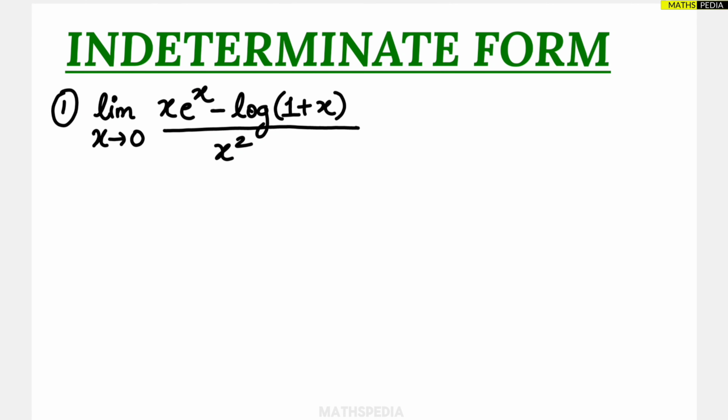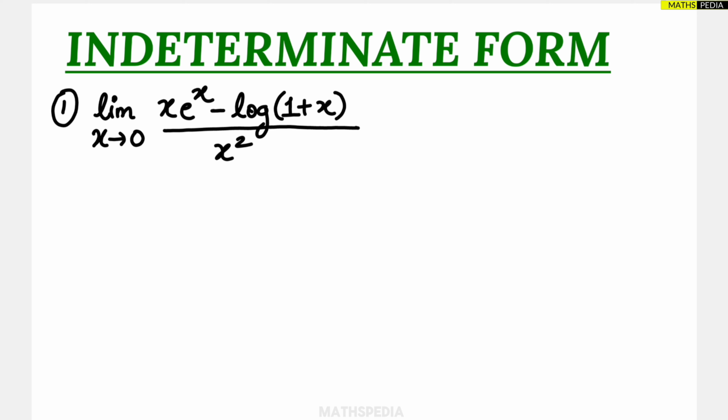So in this video, we will be dealing with the 0 by 0 indeterminate form. We will be using L'Hospital's rule to solve this type of question. When we apply the limit, if it is coming as 0 by 0 form, then we have to apply L'Hospital's rule to find the limit. So here, first question we are taking.